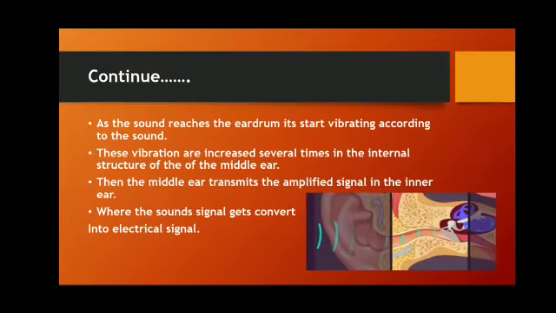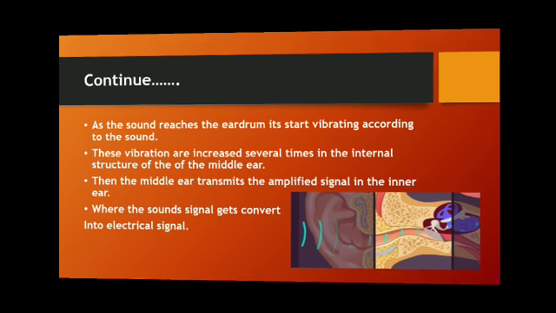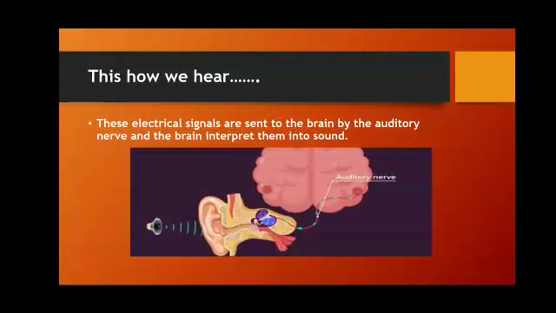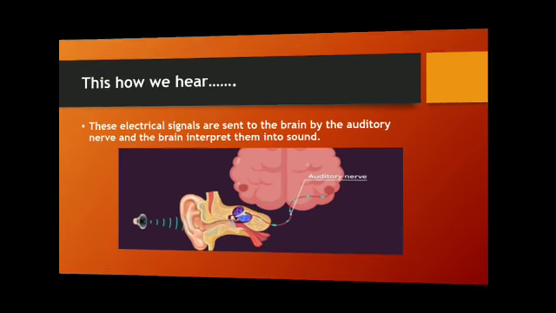As the sound reaches the eardrum, it starts vibrating according to the sound. These vibrations are increased several times in the internal structure of the middle ear. Then the middle ear transmits these amplified signals into the inner ear, where the sound signals get converted into electrical signals. This is how we hear. These electrical signals are sent to the brain by the auditory nerves, and the brain interprets them as sounds.